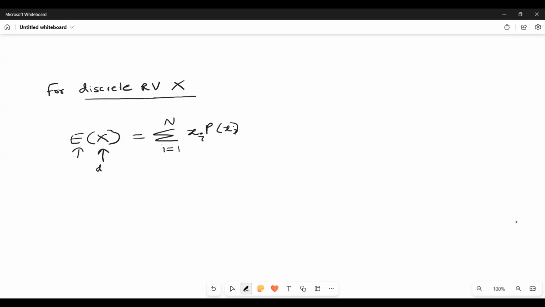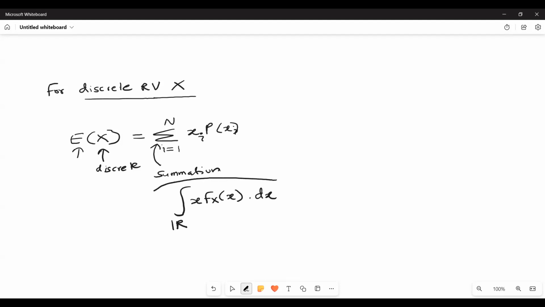So this is a discrete one. For the discrete one, we have the summation operation here. For the continuous one, we had the integration. We took the multiplication between x and its PDF, the probability density function, which is a continuous function. And then we took the integration over all the real values that the random variable can take. So this was for the continuous random variable.